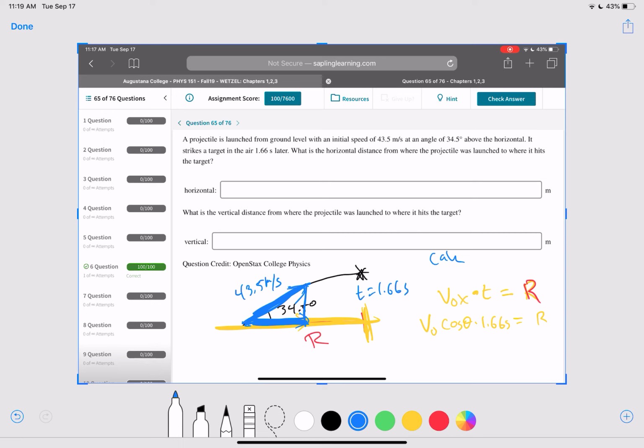What is the vertical distance from where the projectile was launched to where it hits the target? So now we want to know how high it is in the air at that point, and we can say y equals 1/2 a t squared plus v0 t, and then we can solve for y at t equals 1.66 seconds with an initial velocity of the y component, which would be v0 sine theta. So then you just plug everything in there, and you'll get the height at that time, 1.66 seconds.